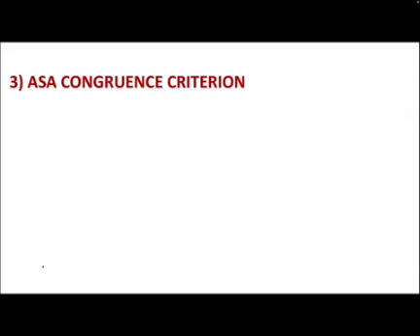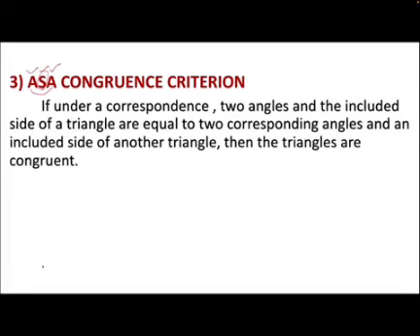Next. The third criterion is ASA congruence criterion. I think now you know what ASA means. Angle, side, angle. So now we are comparing two angles and the side included between the angles. Okay, let's see what the statement is. If under a correspondence, two angles and the included side of one triangle are equal to the two corresponding angles and the included side of another triangle, then the triangles are congruent.